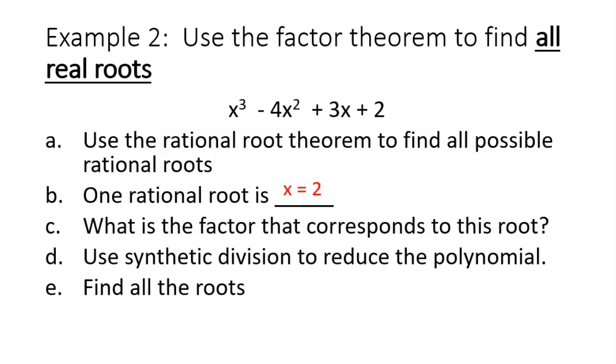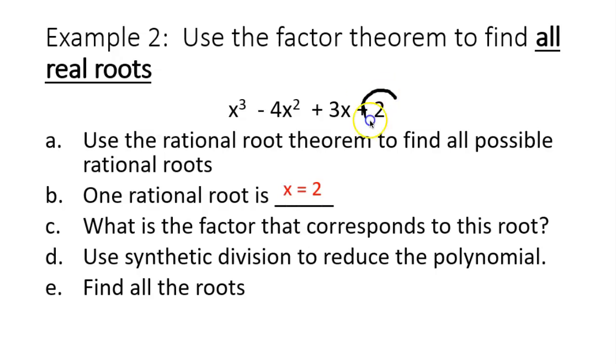All right, so use the factor theorem to find all real roots. Now notice I'm saying real roots instead of rational roots. And what that means is we're going to go beyond just finding the fraction and whole number answers, and we're going to find the weird funky ones that have square roots in them also. Okay, so all the steps are pretty much the same. It just gets different towards the end.